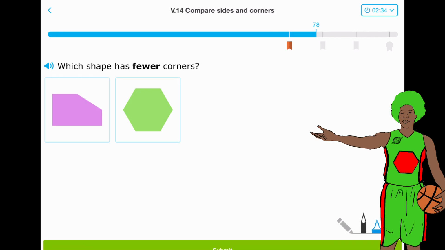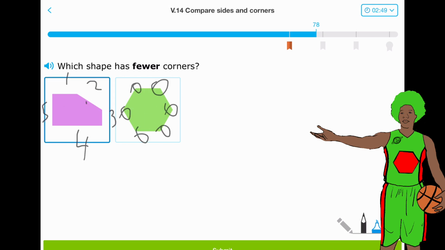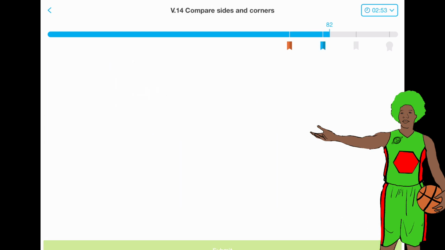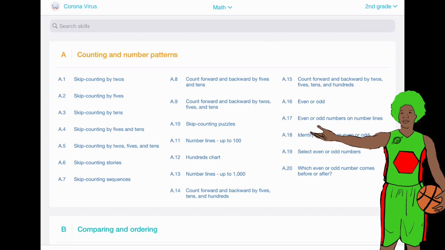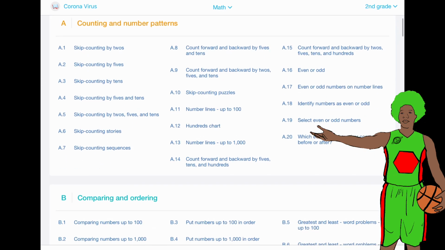Which shape has fewer corners? Okay. Let's count the corners. So that's 5. So 1, 2, 3, 4, 5, 6. So this shape has fewer corners. Woohoo! We're doing good. Almost there. Which shape has more sides? 1, 2, 3, 4.